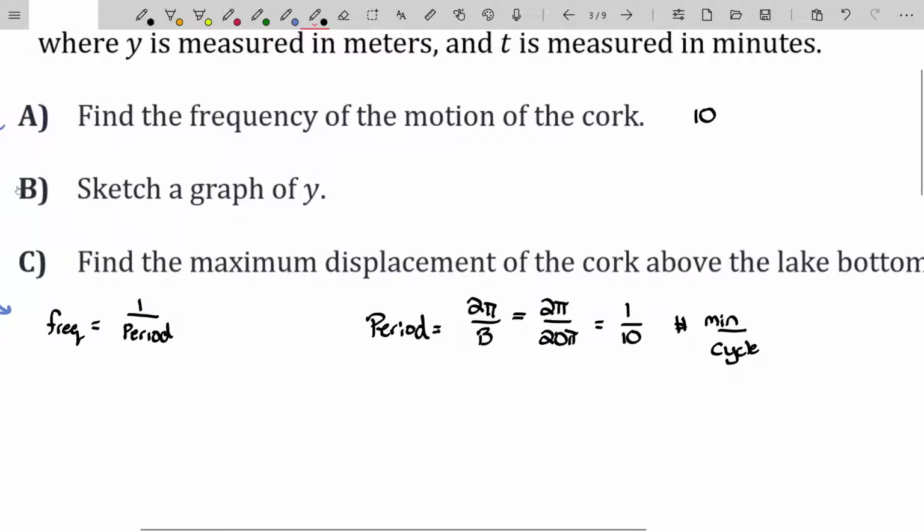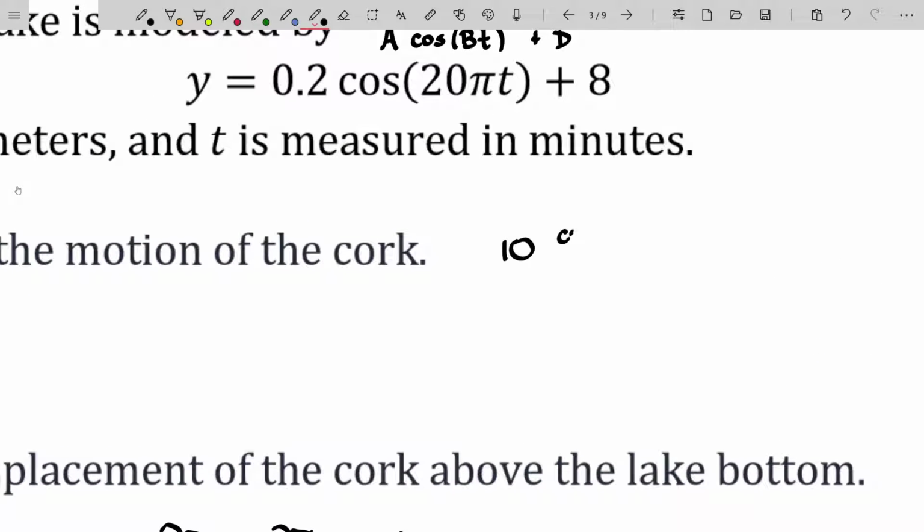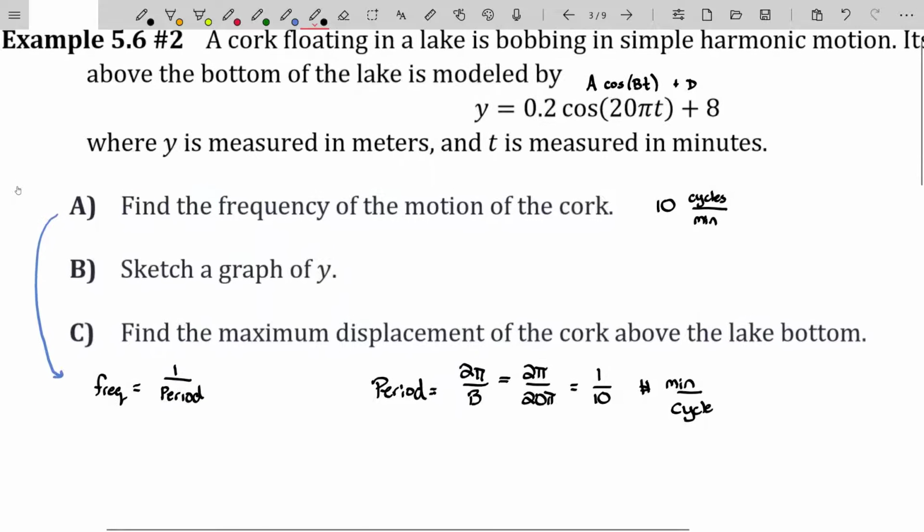The frequency being the reciprocal of that is going to be cycles per minute. That's really what this means. So 10 cycles per minute. It's number of cycles per unit time is really what it is. So we know that this cork goes through 10 full cycles of this cosine every minute. So it's kind of bobbing up and down, not very quickly, but quickly enough to go through 10 cycles every minute. All right, so let's go ahead and look at the next question, which is sketch the graph.